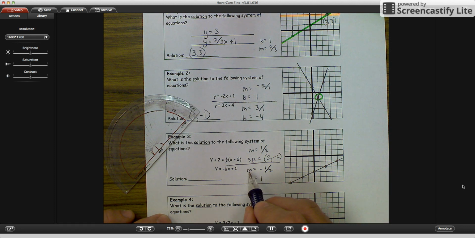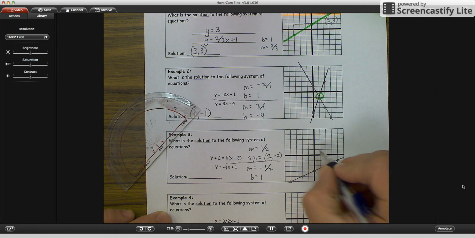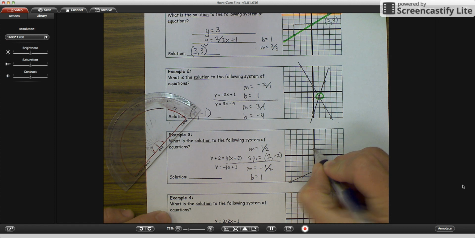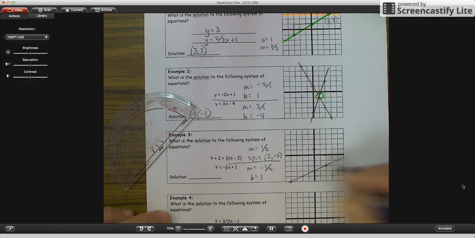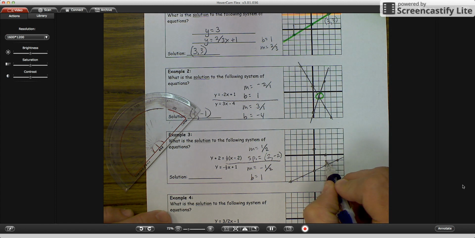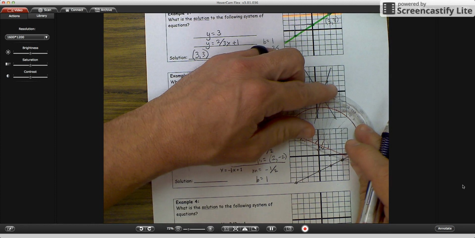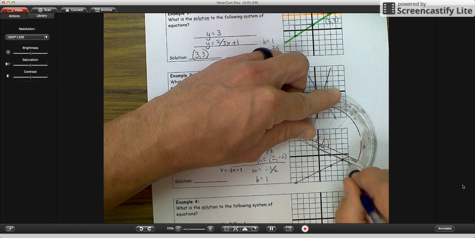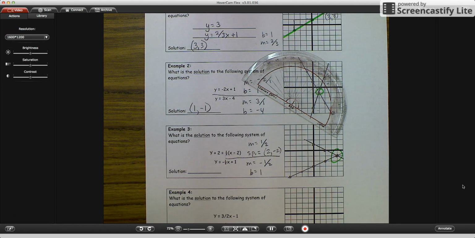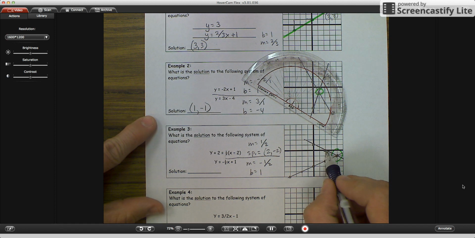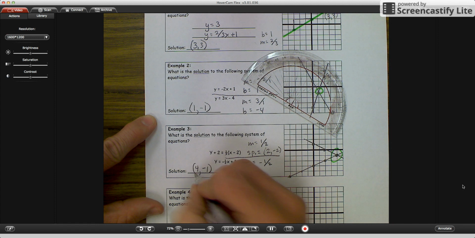When I look at my second equation, my slope is negative 1/2. My starting point is positive 1. So positive 1, and then I go down 1, to the right 2. Oh, I see I'm going in the right direction. Down 1, to the right 2. And that will be my solution right there. And the coordinates of that point are 1, 2, 3, 4, so positive 4 on my x value, negative 1 on my y value.